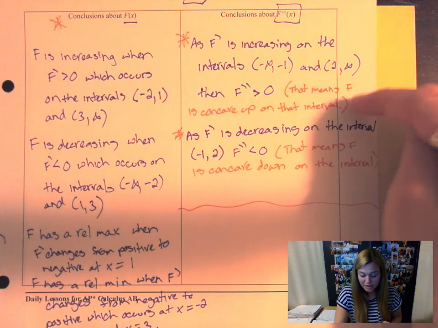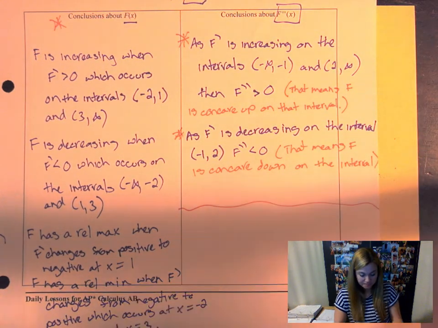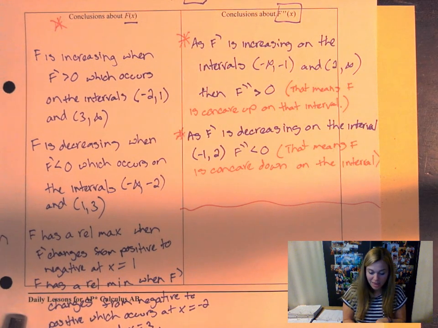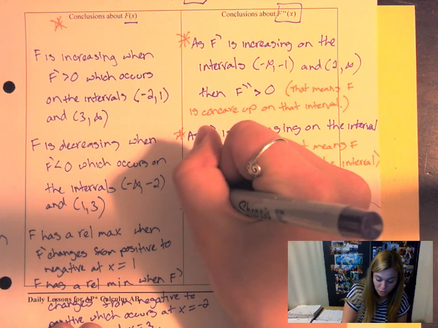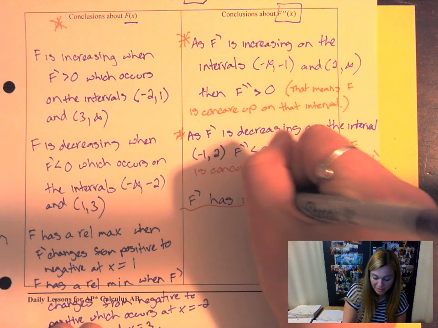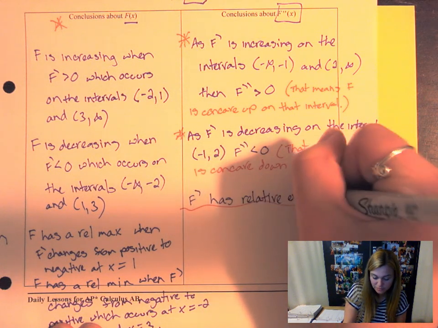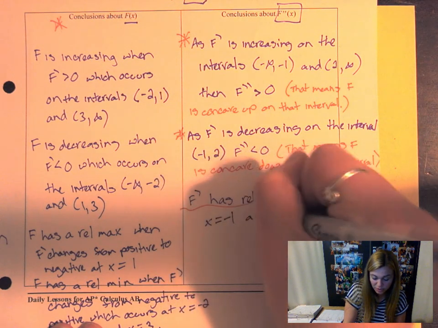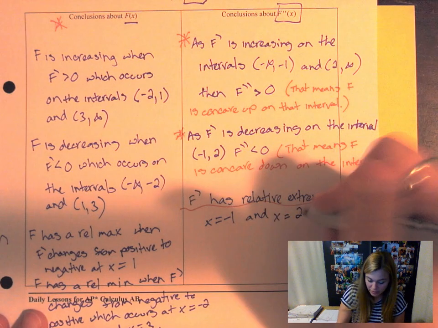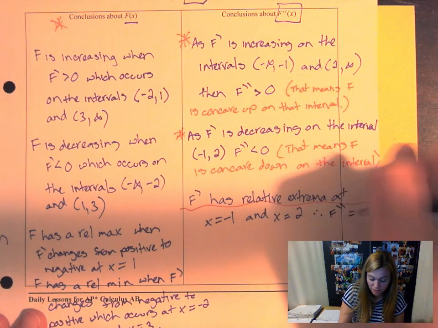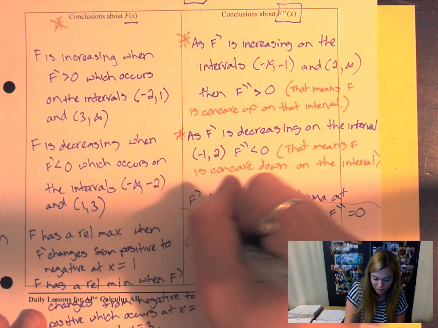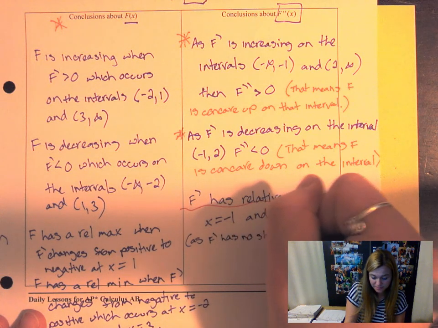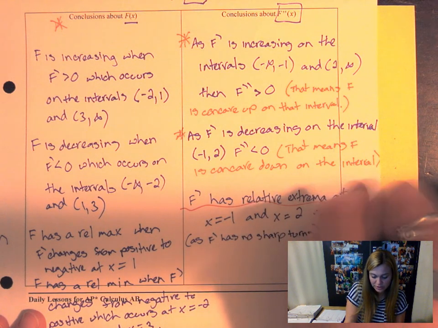Okay, so if I'm going from concave up to concave down or vice versa, I can say f prime has relative extrema, meaning mins or maxes, at x equals -1 and x equals 2, and these are nice smooth curves. Therefore, f double prime equals 0, as f prime has no sharp turns. That's an even better way to say this. So we know it does not exist.